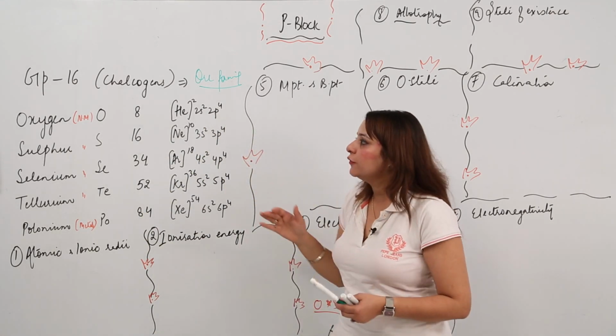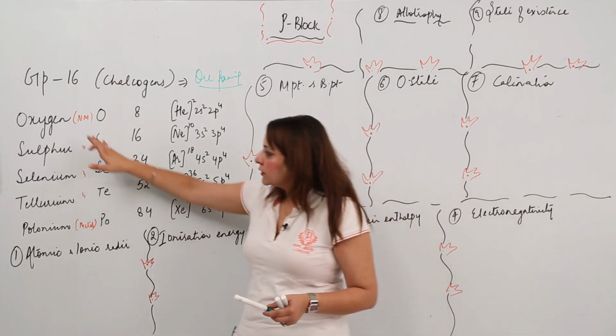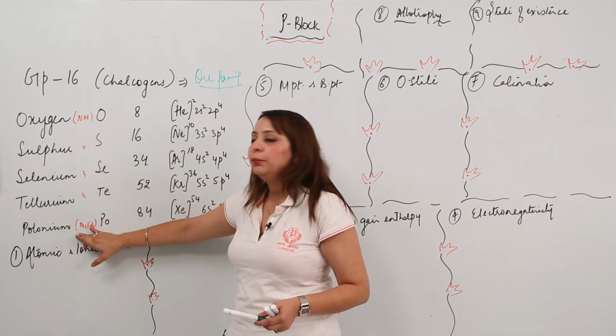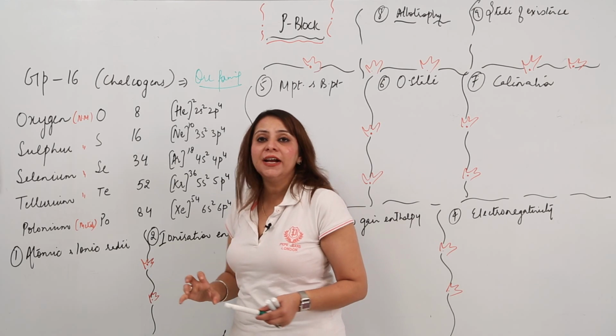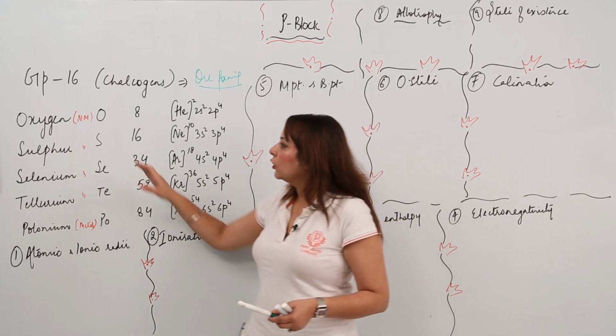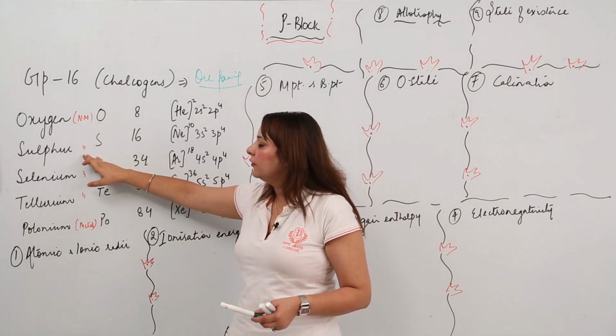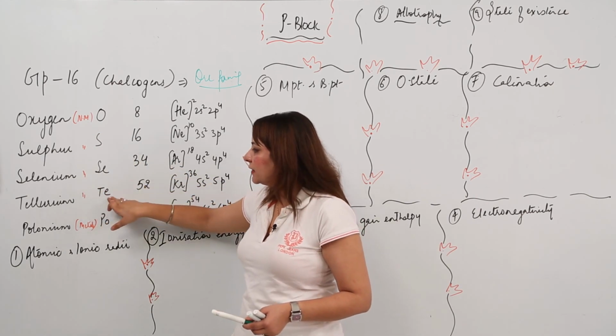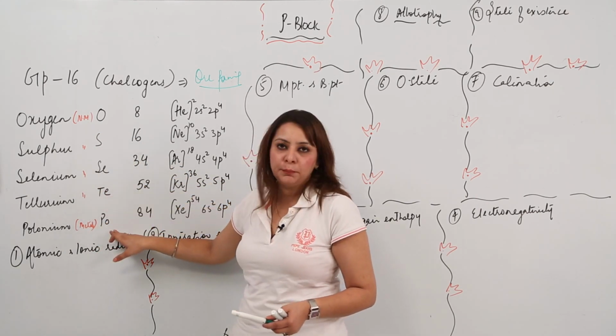So what are the members of group 16? It is oxygen, sulfur, selenium, tellurium and polonium. As far as symbols are concerned, oxygen is denoted by O, sulfur as S, selenium as Se, tellurium as Te and polonium as Po.